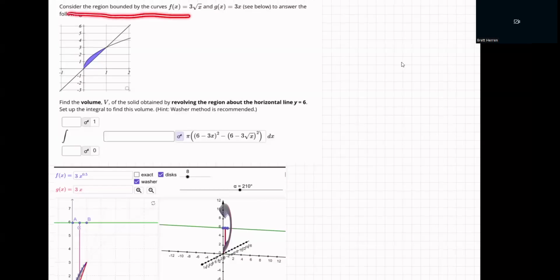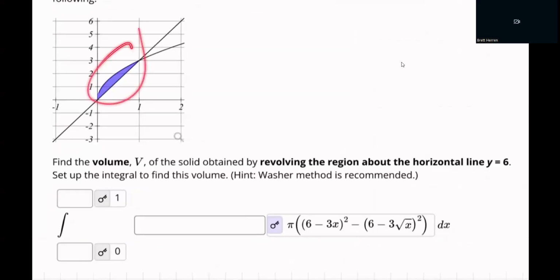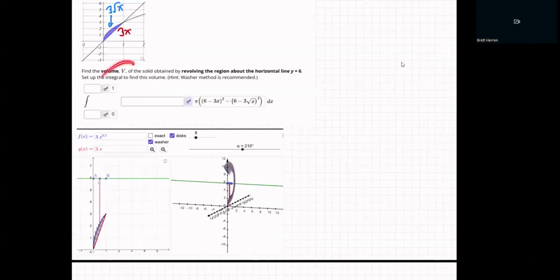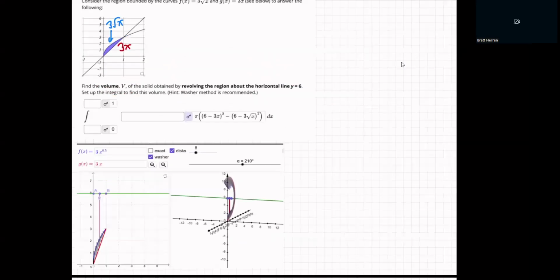Consider the region bounded by the curves y equals 3 root x and g of x equals 3x below. So I got a nice little graph there of those. We know this one is the 3 root x, and the other one must be the 3x because it's a straight line, right? Linear equation. Okay, they want us to find the volume, revolving it around the line y equals 6. So that's a little tricky.